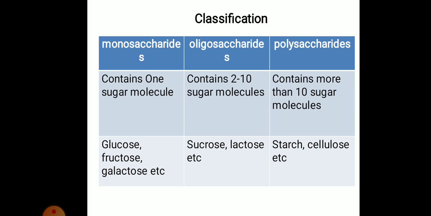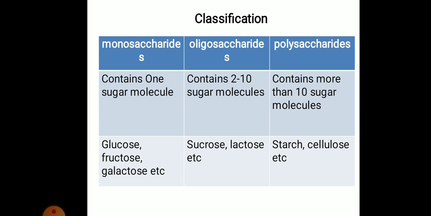Now the classification on the basis of sugar molecules. If the carbohydrate contains 1 sugar molecule, we call it a monosaccharide, and if it contains 2 to 10 sugar molecules, we call it an oligosaccharide. And if the number of sugar molecules is more than 10, we call it a polysaccharide. Examples of monosaccharides are glucose, fructose, galactose; oligosaccharides, sucrose, lactose; and polysaccharides, starch, cellulose, etc.